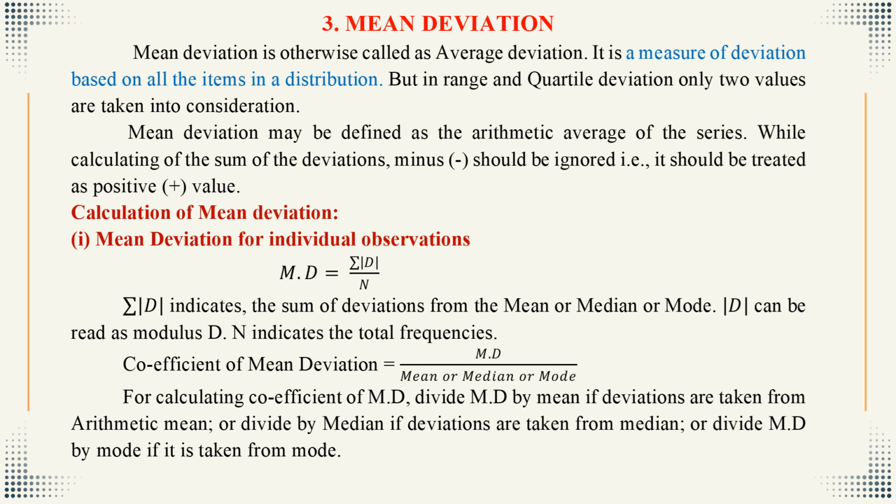N indicates total frequencies. Coefficient of mean deviation means mean deviation by mean or median or mode. If the deviations are calculated from the mean, then the denominator should be the mean; if median, then median; if mode, then mode, only one item. For calculating coefficient of mean deviation, divide mean deviation by that, as has been given here. Okay.